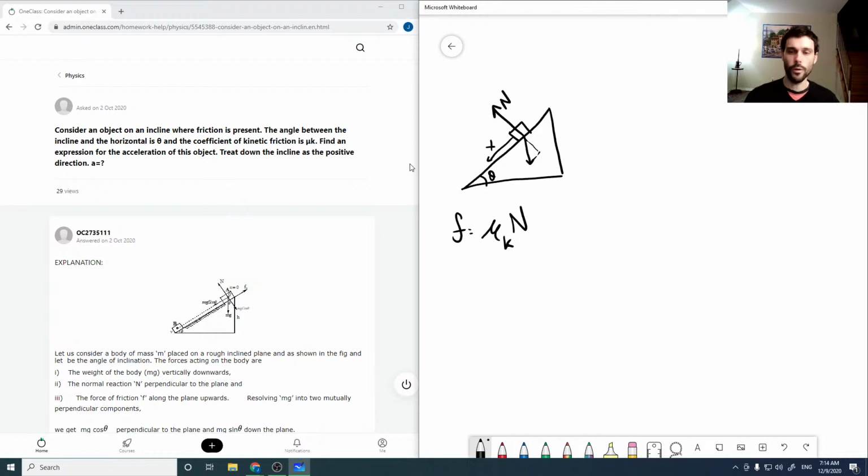It actually wants us to use this as our positive x direction, and then solve for a. So we're assuming it's sliding down, so our frictional force will act this way. And so we just need the components of our gravitational forces, but in the appropriate directions. So if we look at this triangle here, I'm going to put it here actually. So we've got this.